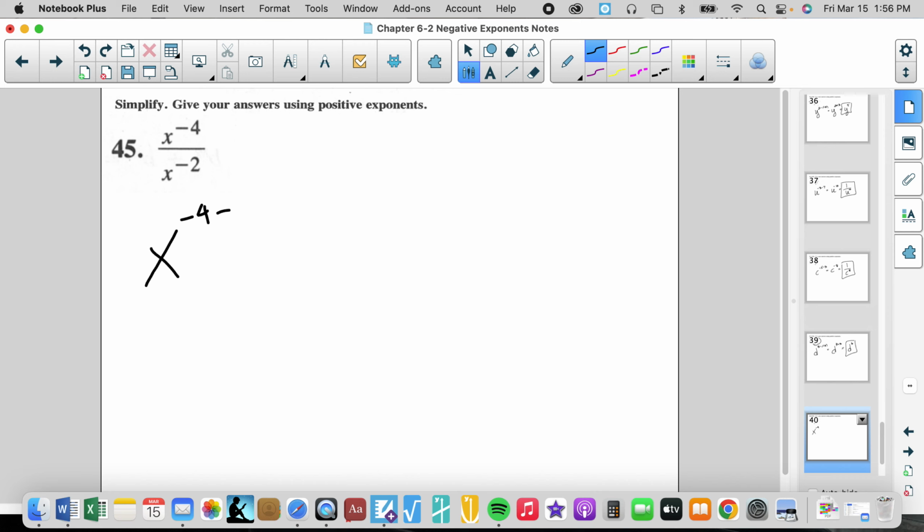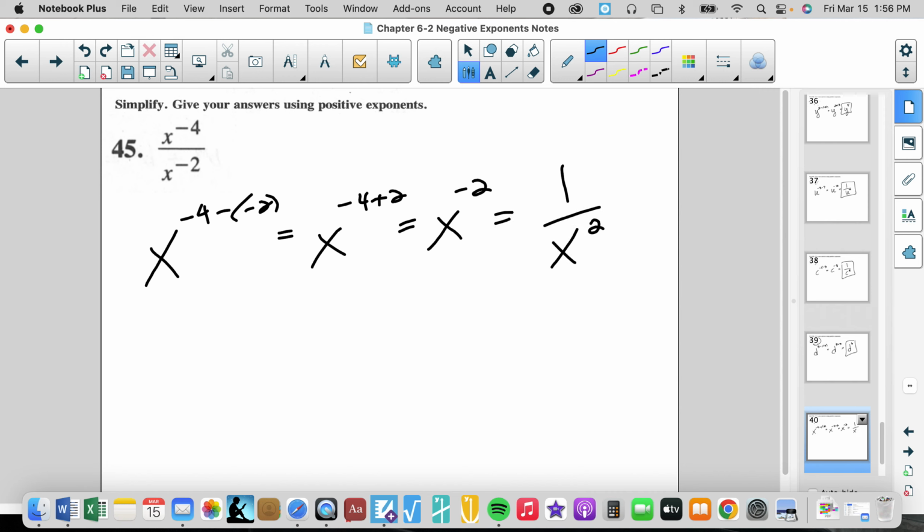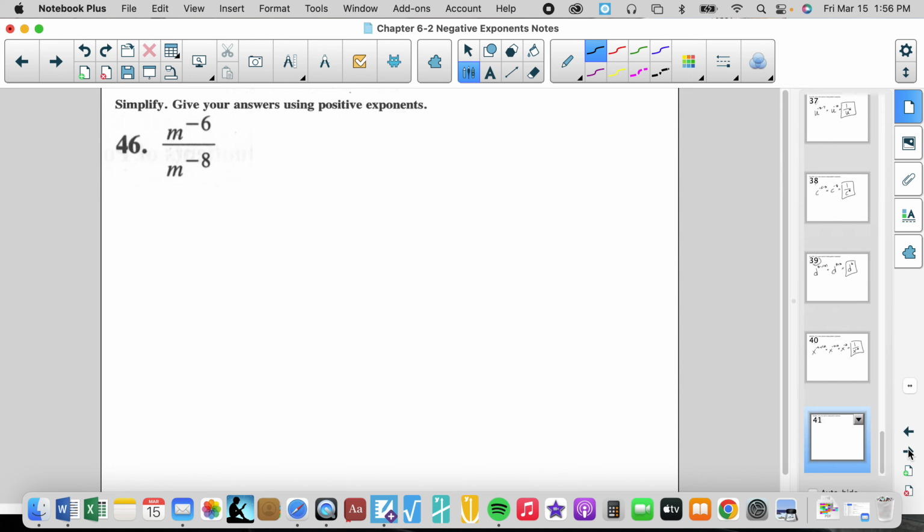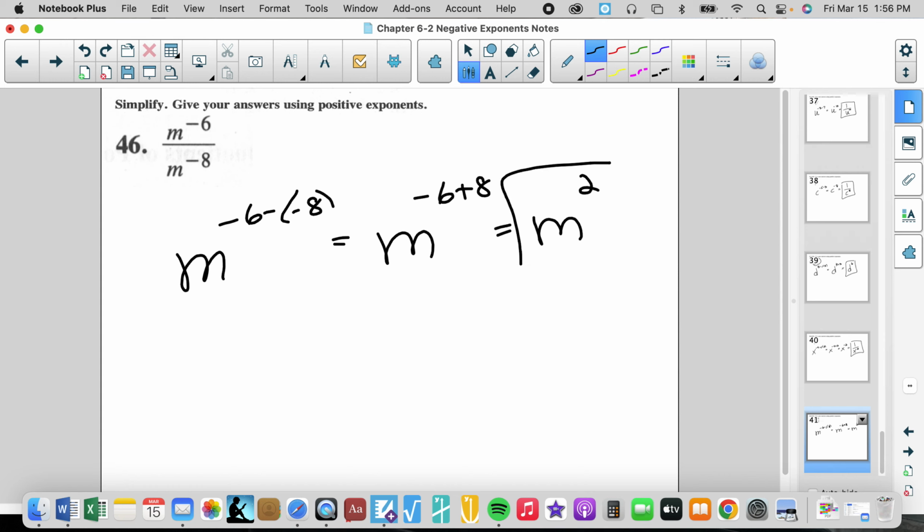X to the negative 4 minus negative 2. We are subtracting negative 4 plus 2, which is x to the negative 2, which is 1 over x to the second. Good. I think you're good. We are dividing like bases. We're going to subtract their exponents. We get m to the negative 6 plus 8. We get m squared.